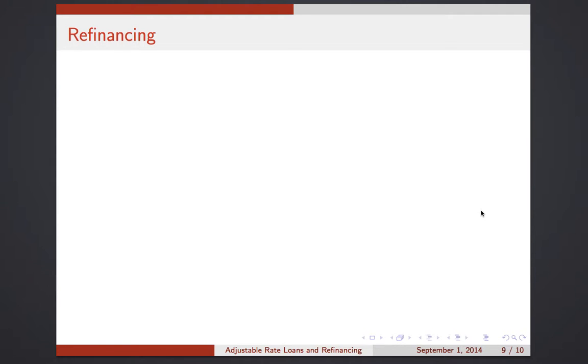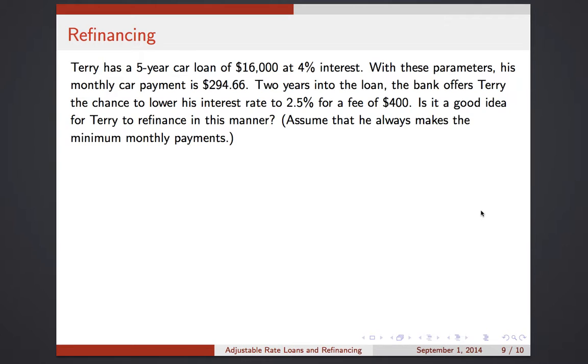So let's finish by quickly thinking about refinancing. So here's that original question. Terry has a 5-year car loan of $16,000 at 4%, and with these parameters, his monthly car payment is $294.66. You could get this number from the loan calculator, which again, if I were you, I would do because it's so fast. And 2 years into the loan, the bank offers Terry the chance to lower his interest rate to 2.5% for a fee of $400.